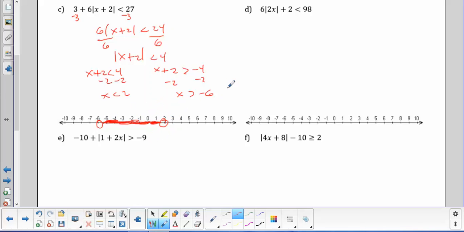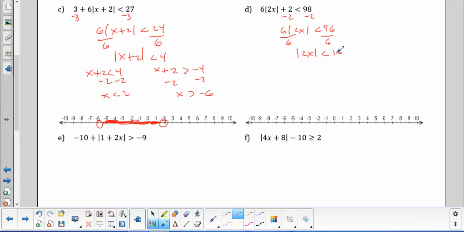All right, let's keep it moving. 6 times the absolute value of 2x plus 2. Same idea. Get the bars by themselves. Let's get that 2 out of the way first. Okay, once we do that, let's get this 6 off. Okay, we get the absolute value of 2x is less than 16.